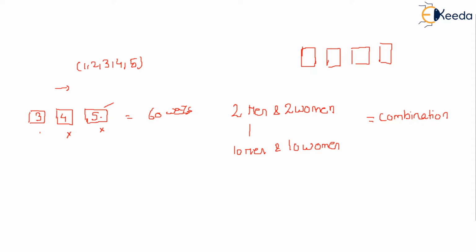So where you just have to find out the number of ways, the number of things, or the number of types you can do, this is generally called permutation. So this is combination, this is permutation, as I told you.